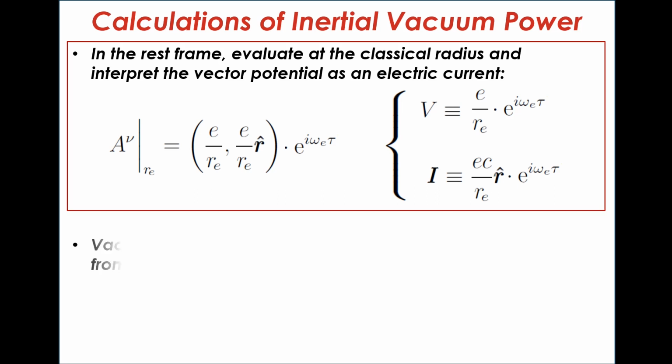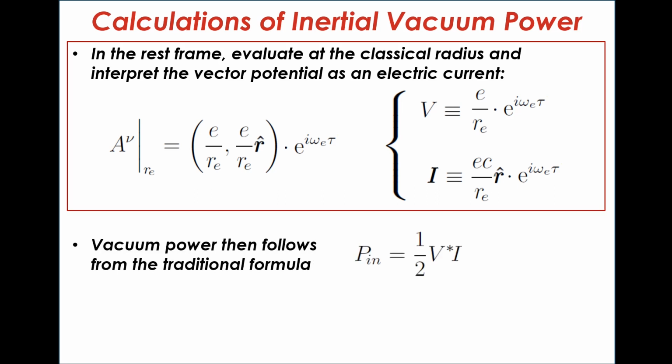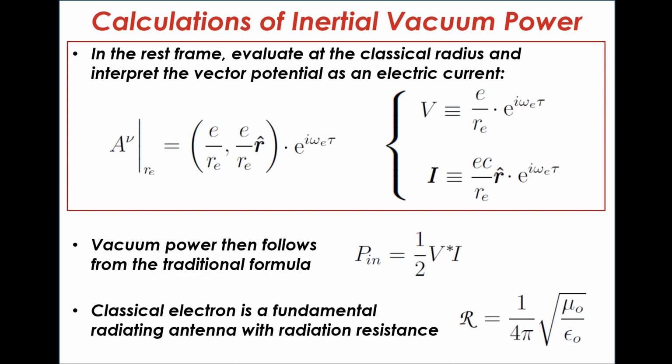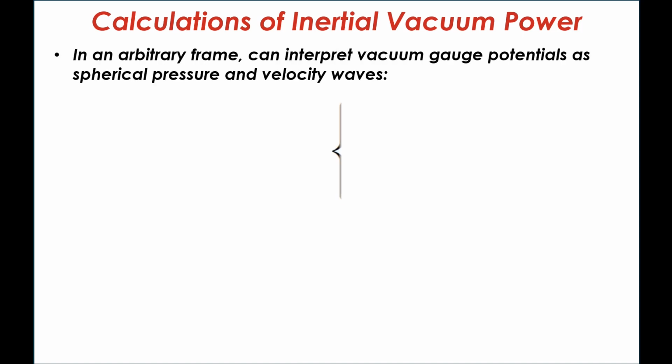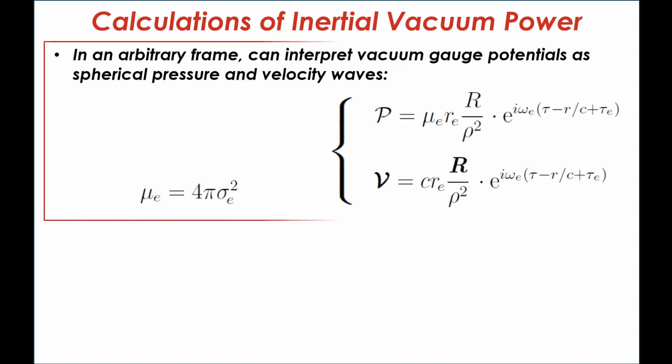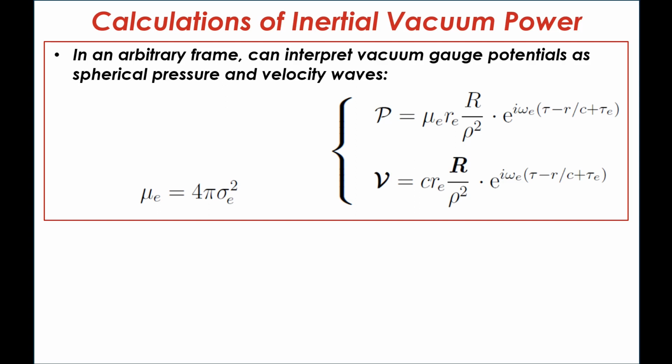Inertial vacuum power can then be determined by a traditional formula from electromagnetism. We note here that the vacuum gauge electron becomes a fundamental radiating antenna, having a radiation resistance given by this formula. Now suppose we view the electron in a frame where it moves with some arbitrary velocity. We can move the charge and other constants around inside the vacuum gauge potentials to produce a set of radiating spherical pressure and velocity waves.